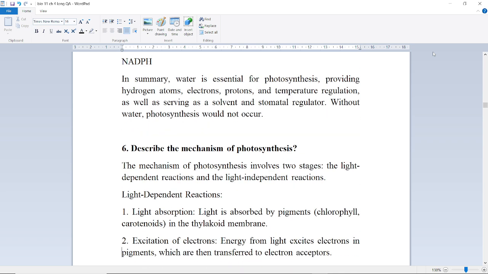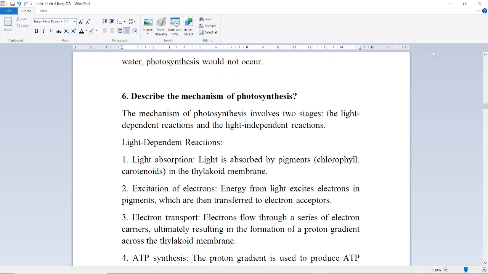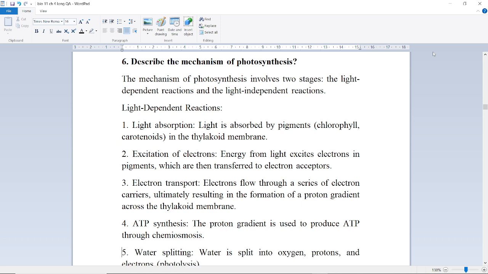Next question is, describe the mechanism of photosynthesis. The mechanism of photosynthesis involves two stages, light-dependent reactions and light-independent reactions. Light-dependent reactions. First step is light absorption. Light is absorbed by pigments like chlorophyll and carotenoids in the thylakoid membrane.